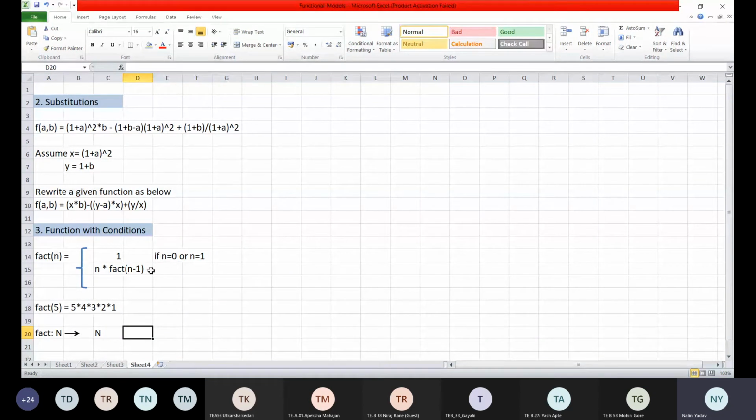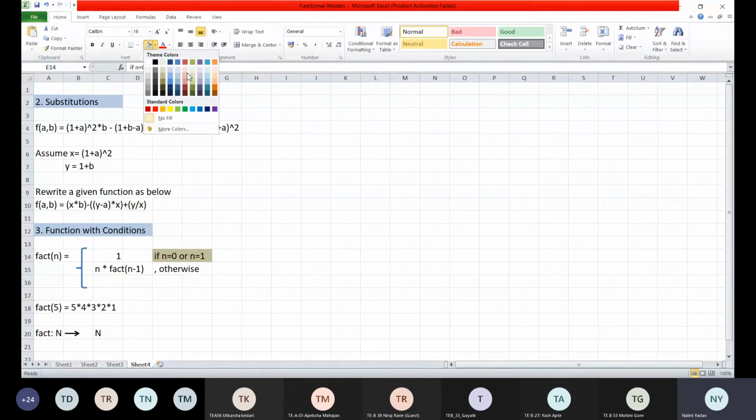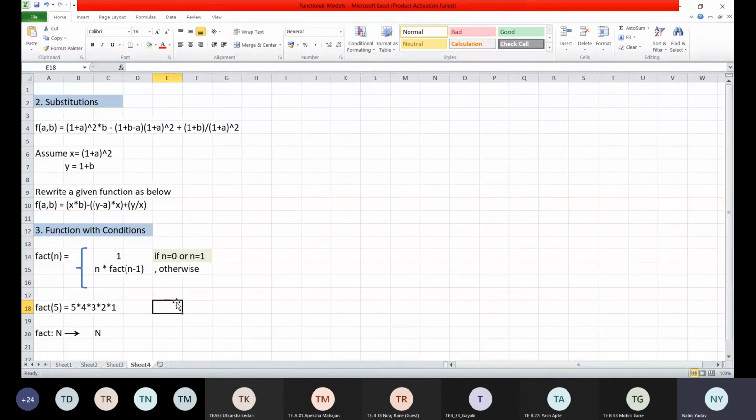This particular part is my condition. This I will write as otherwise. Correct? So this particular part is my condition. Understood all of you which part is called a condition? So a condition tells us about the execution of that particular step. So that is my condition, right?